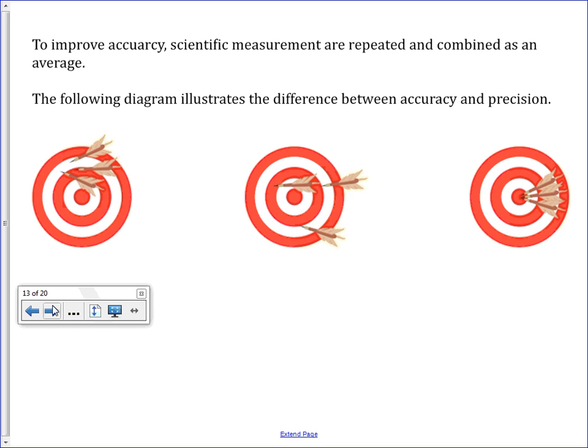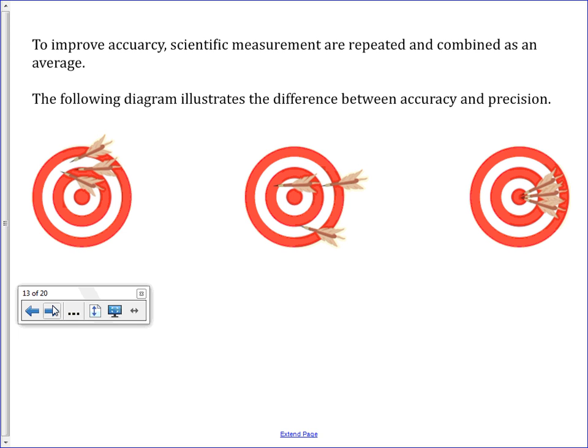So to improve accuracy, scientific measurements are often repeated and combined as an average. This is why you do multiple trials and combine them as an average. The more trials you do, the more likely your data is accurate.